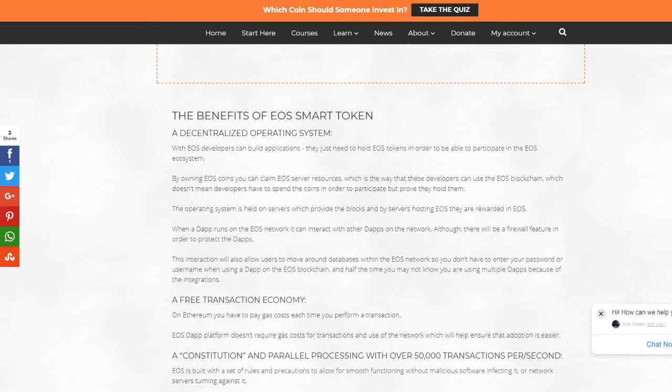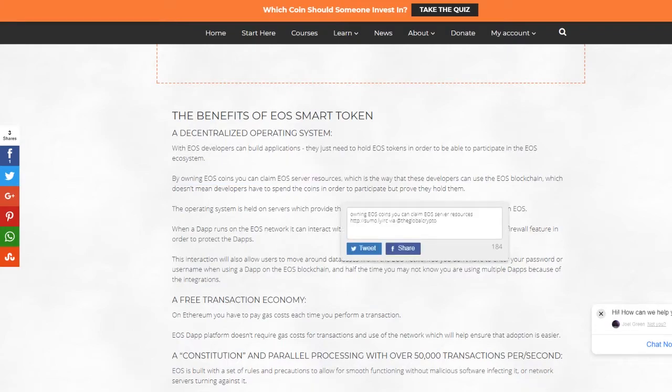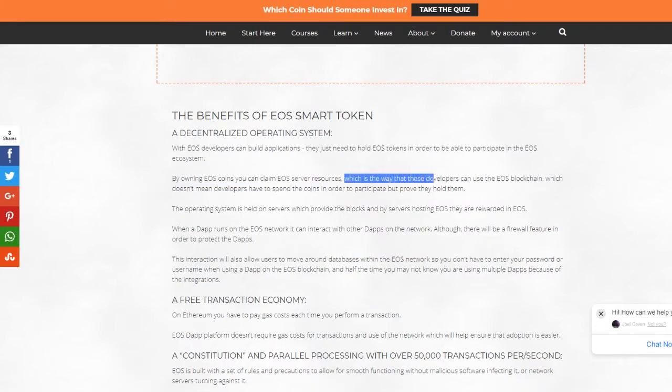And looking on, we want to look at what EOS is all about, the decentralized operating system, so the technology behind it. So I'll make this quick because I'm running out of time. By owning EOS coins, you can claim EOS server resources. So this is pretty much proof of stake, which is the way that these developers can use the EOS blockchain, which doesn't mean developers have to spend the coins in order to participate, but prove they hold them.